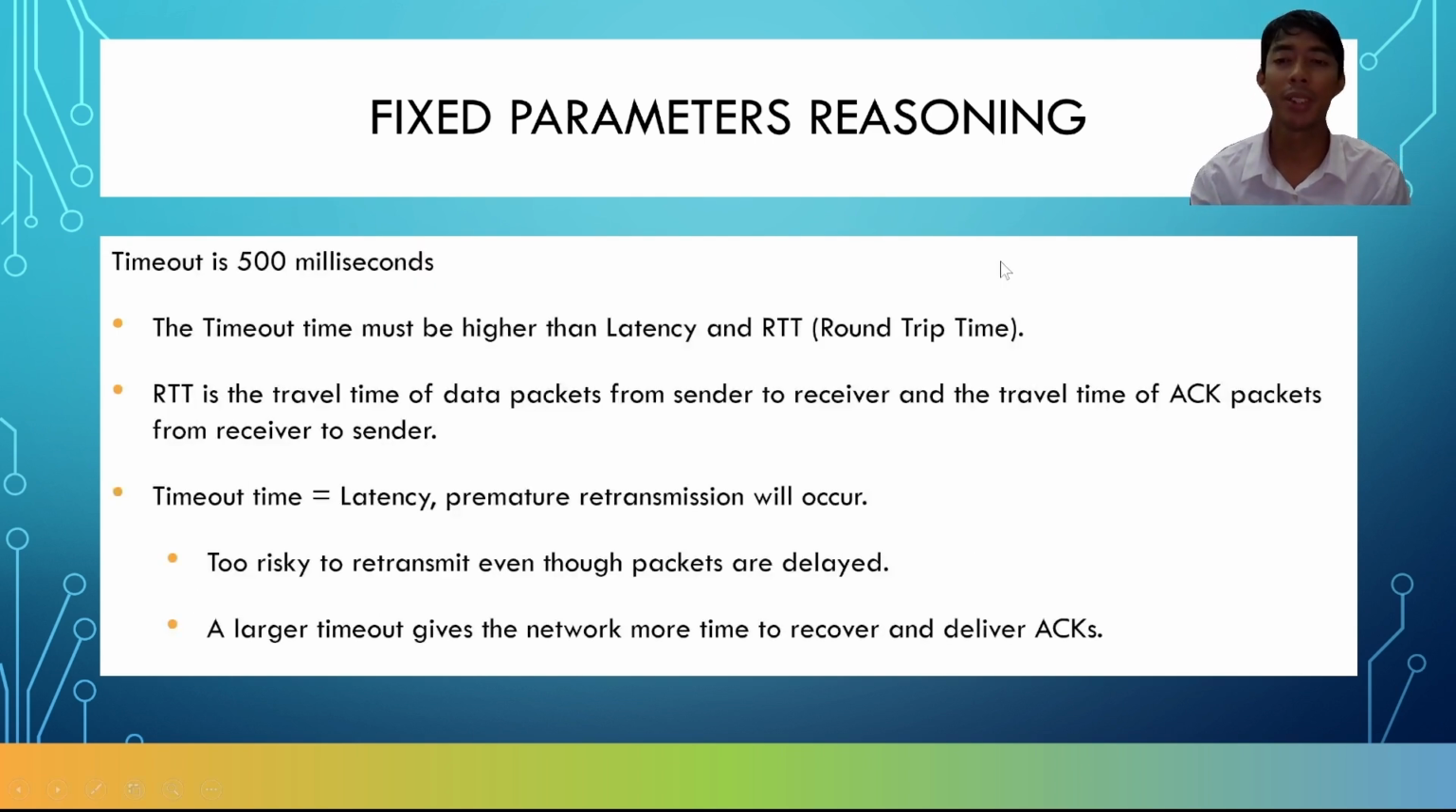So timeout is 500 milliseconds. The timeout time must be higher than latency and RTT, round trip time. The RTT is the travel time of the data packet from sender to receiver, and the travel time of the ACK packet from receiver to sender. If the timeout time is the same as the latency time, premature retransmission will occur. I mean, the retransmission will happen before all the packets arrive from the sender to the receiver or from the receiver to the sender. And it is too risky to retransmit even though packets are delayed. A larger timeout gives the network more time to recover and deliver ACKs.